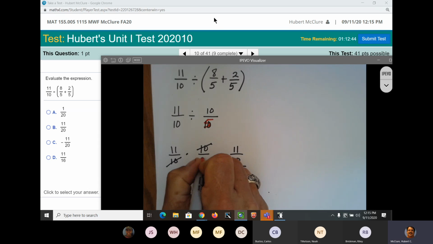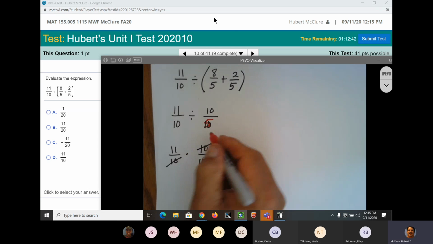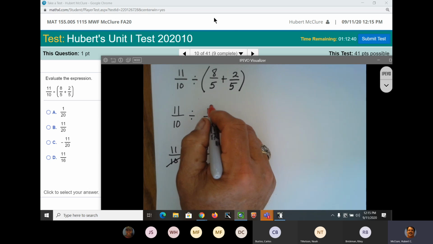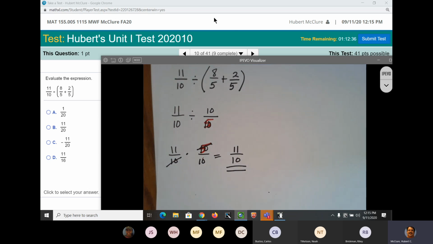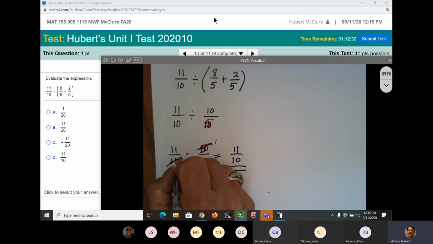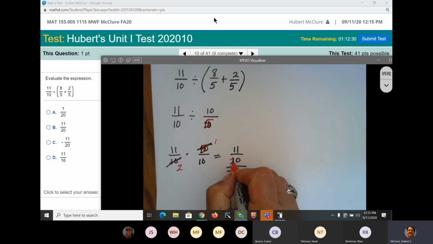And that would be 5. No, that would be 5. Okay, flip it. That would be 5. Thank you. So 5 will go in there 1 time. 5 will go in there 2 times. 11 over 20. Thank you.